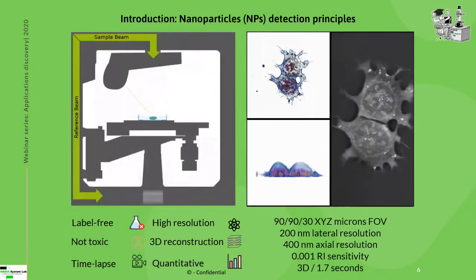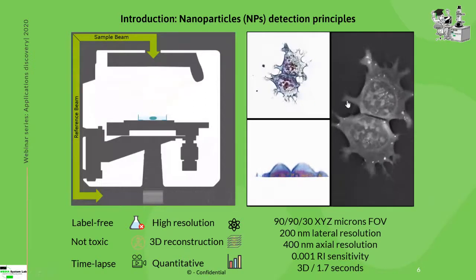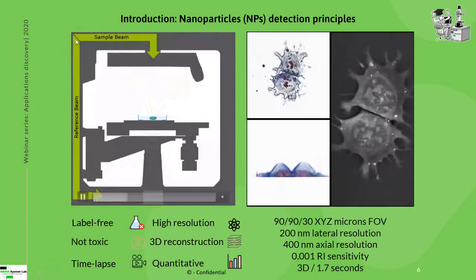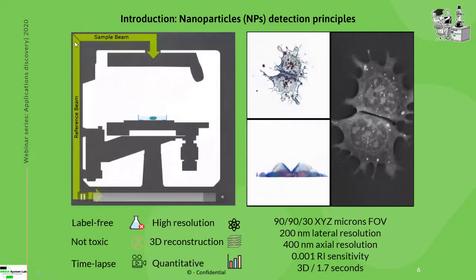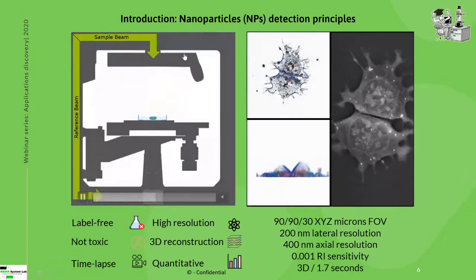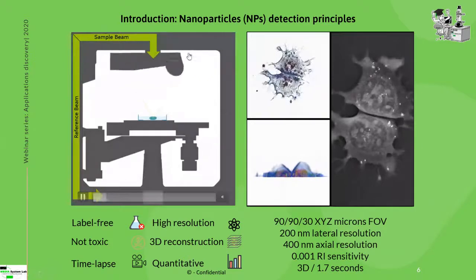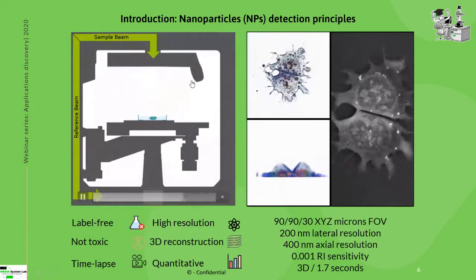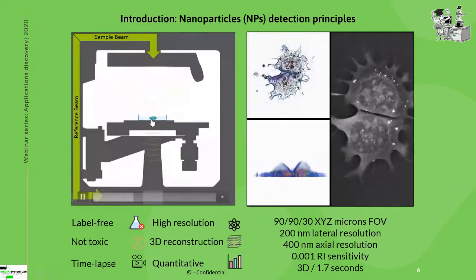How is this possible? Let's see the internal scheme of the microscope. You have a source of light. This is a green laser, 520 nanometers. There is a beam splitter, and one beam, called the sample beam, goes through the case to another mirror, and is deflected into this rotating arm here. That is a patented feature of the Nanolive instrument, and it's deflected at a 45-degree angle to the sample.